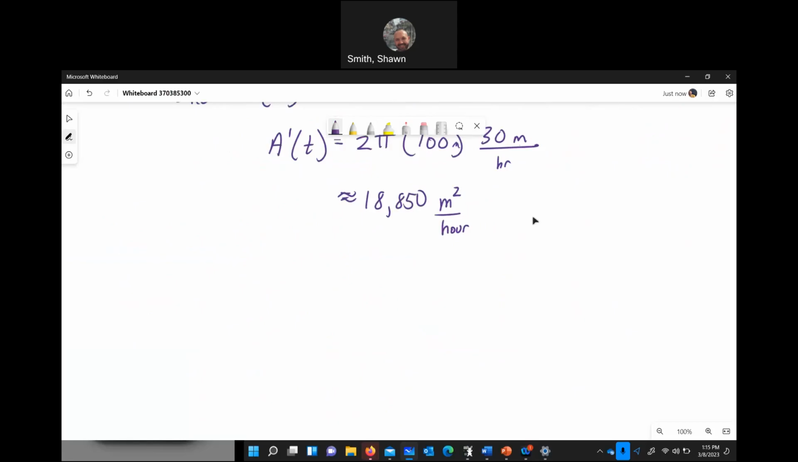All right, so that's a typical example of a related rate. So let's break it all down and list the steps that are involved. First step. Steps to solving related rate problems.